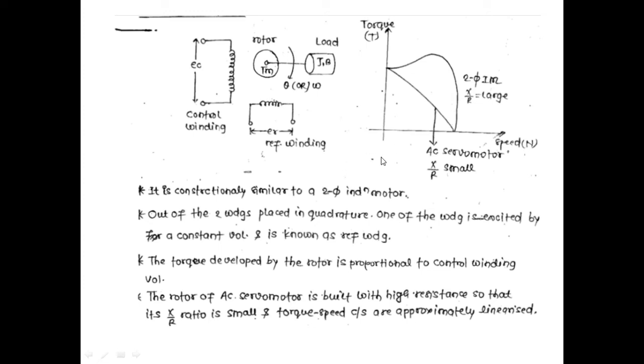As I have told you, its construction is similar to a two-phase induction motor. Out of the two windings placed in quadrature, one winding is excited by a constant voltage, which is known as the reference winding. The torque developed by the rotor is proportional to the control winding. The rotor of an AC servo motor is built with a higher resistance so that the X by R ratio is small. We should remember this slide, which is very important. I have already explained it.